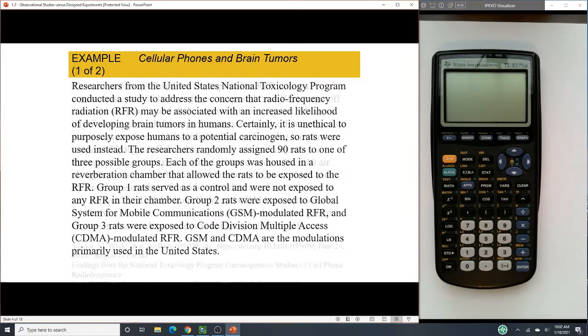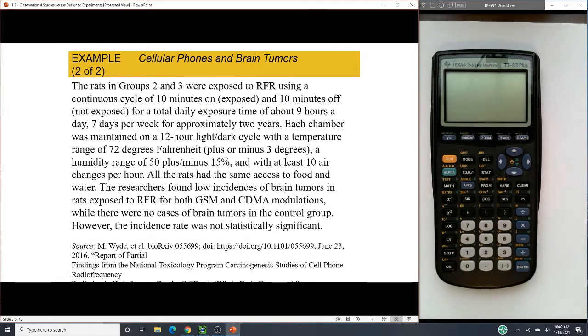They're looking at those different types. The rats in groups 2 and 3 had these cycles, 10 minutes exposed, 10 minutes off, throughout this routine. They all had the same access to everything else. And they found low incidences of brain tumors in the rats, and it was not statistically significant.